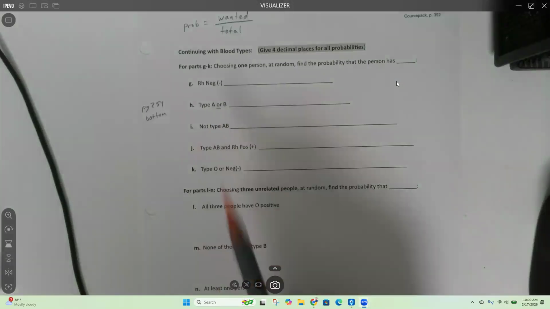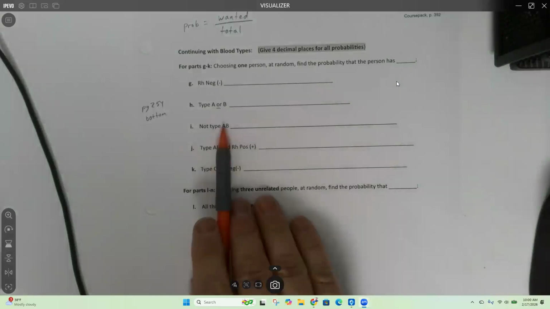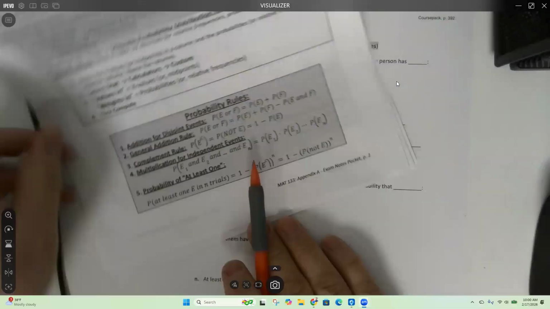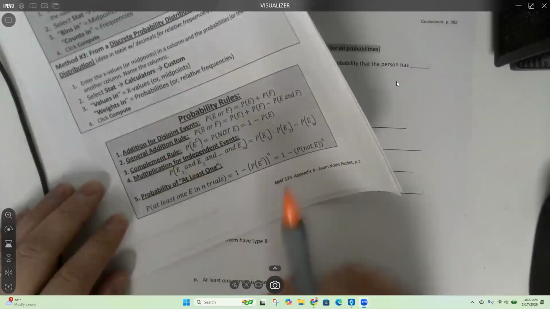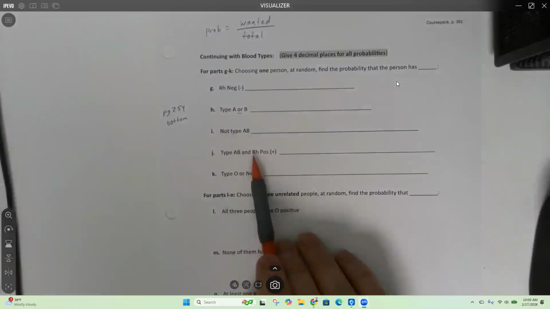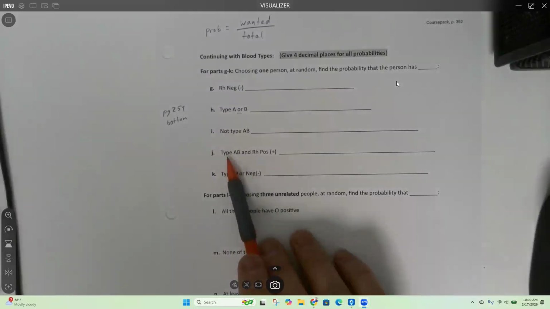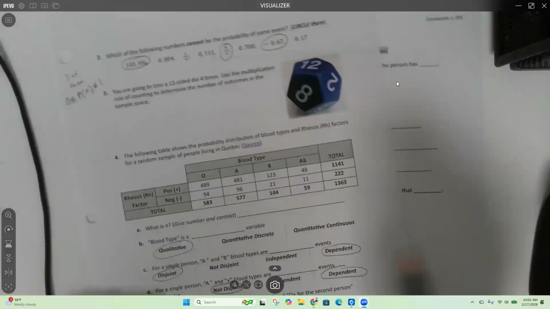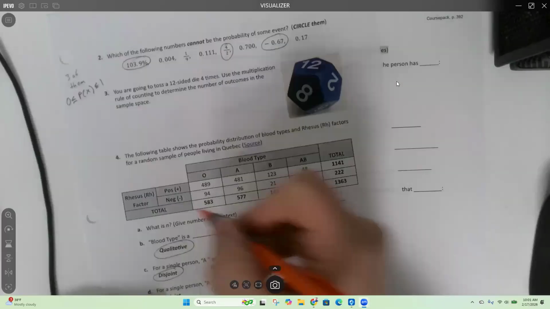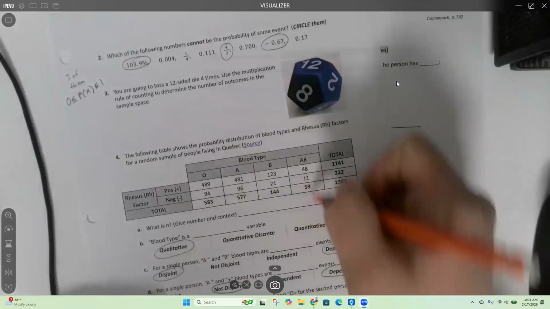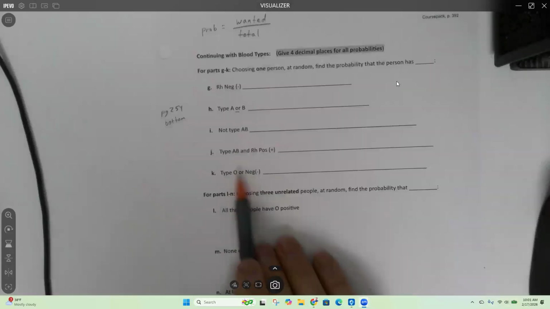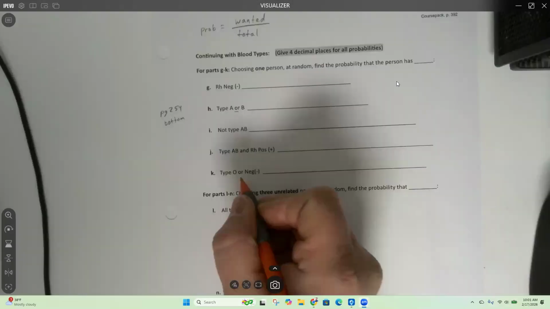Not A or B is also on the bottom of page 254. The word and is a little bit easier to deal with than the or situation. And you just look where they overlap. So in this case, type AB and Rh positive. Here's positive, here's AB. Where does this row hit this column? Right here, 48. Okay. Here's another or, so we need to be careful with that.